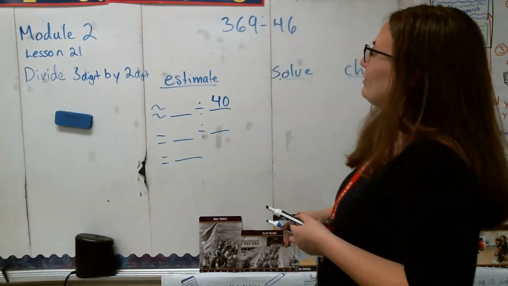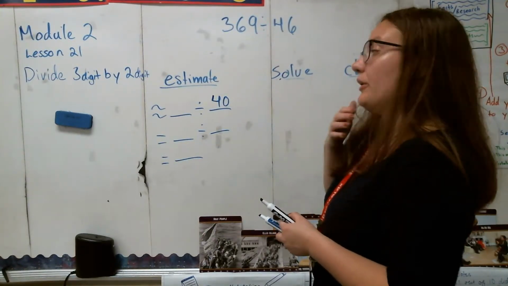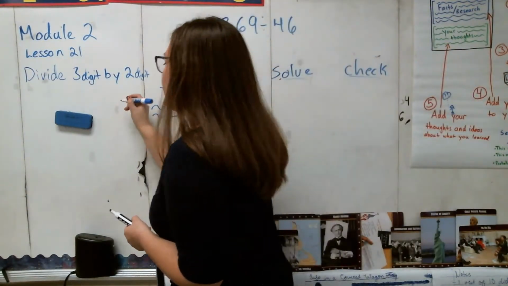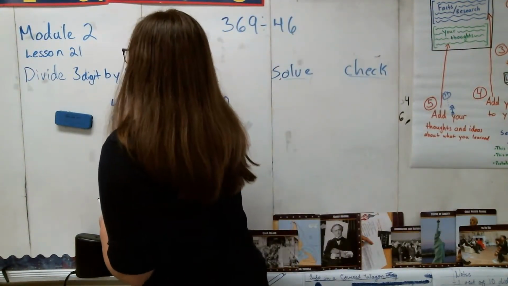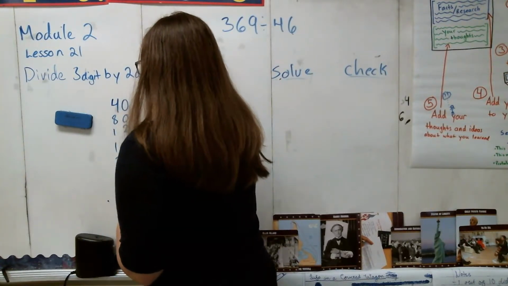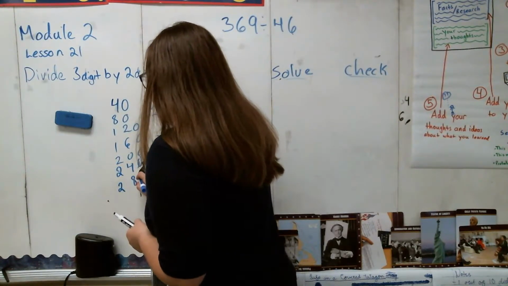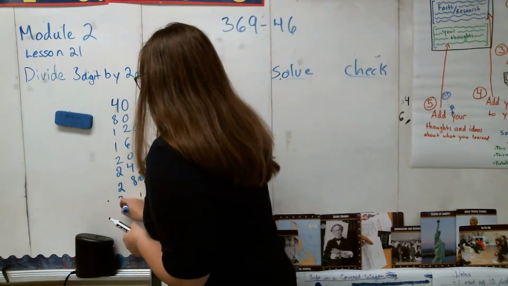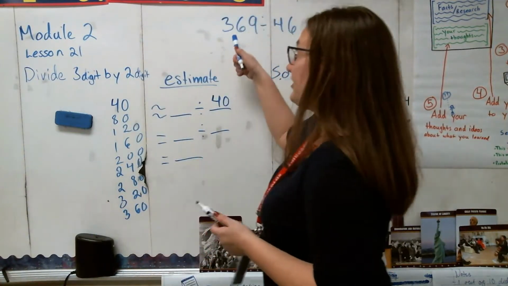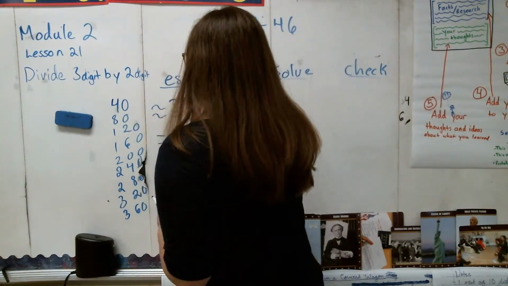I'm going to show you 2 different ways I could round this one. So I could round this down to 40. I'll think about my multiples of 40. So I've got 40, 80, 120, 160, 200, 240, 280, 320, and then 360. And 360 is super close to 369. So I can write 360 there.